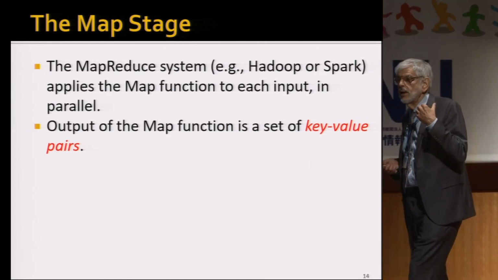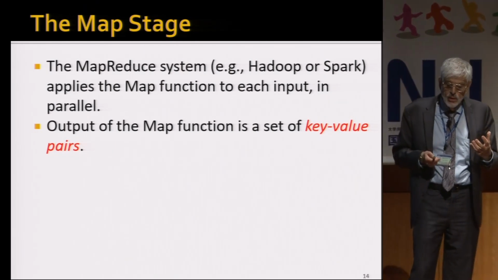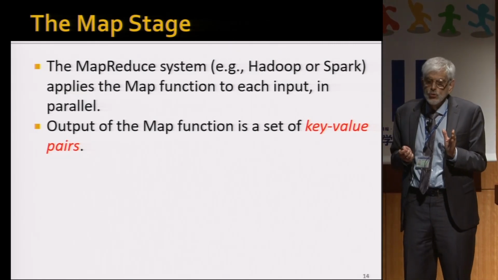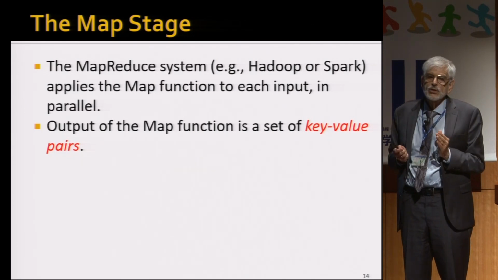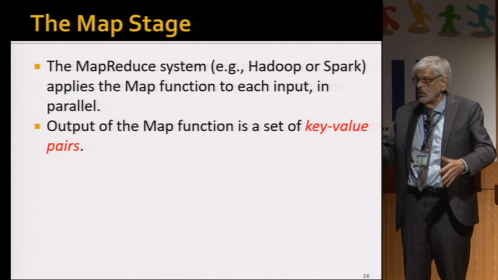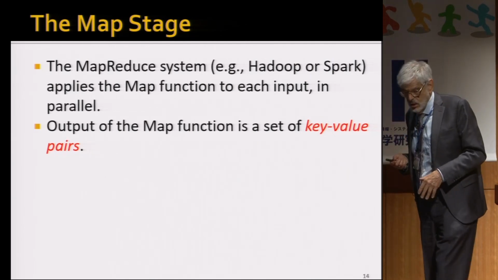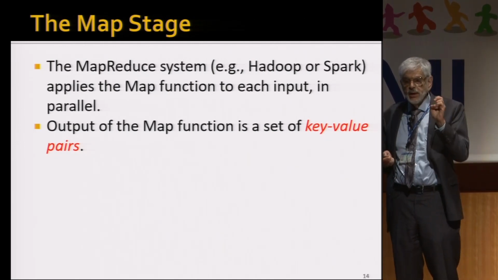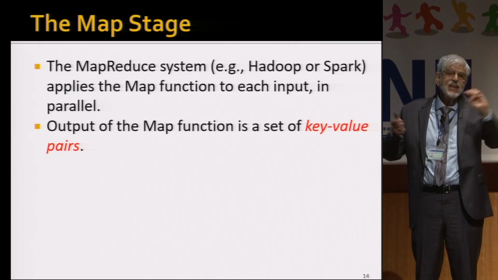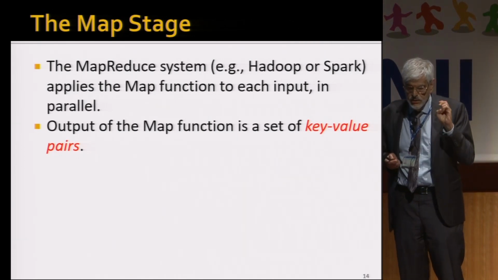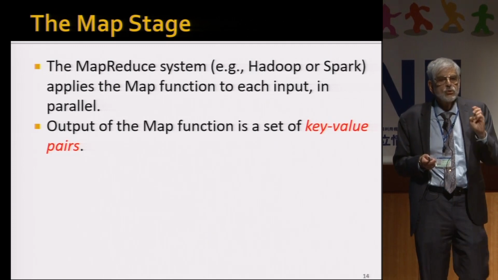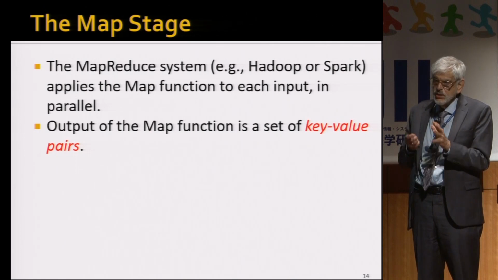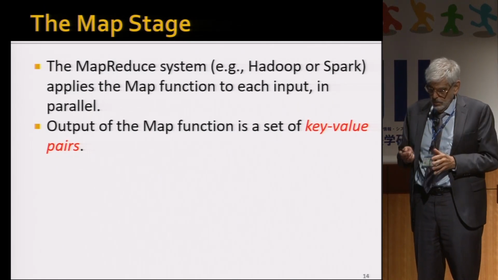Okay, so in a MapReduce system, the first thing it's going to do in parallel is apply the map function that you wrote to every input. And it can do that in parallel using as many processors as are available. Now, you can't just write any functions as map and reduce. There's a constraint. You have to write a map function that produces a set of key value pairs. In other words, the output of the map function has to have a particular form.